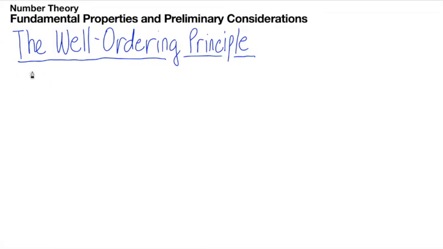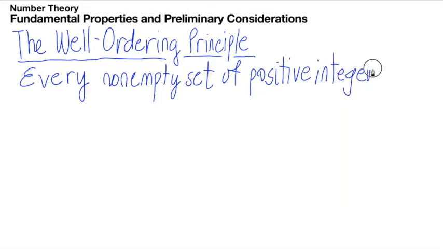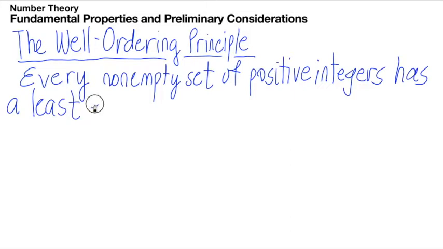So here we go. Every non-empty set of positive integers has a least element. Okay, so that's the formal statement of the well-ordering principle.